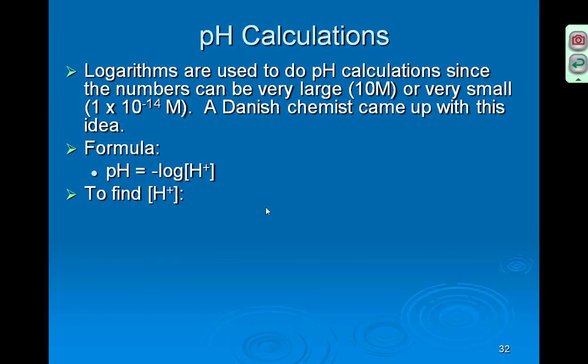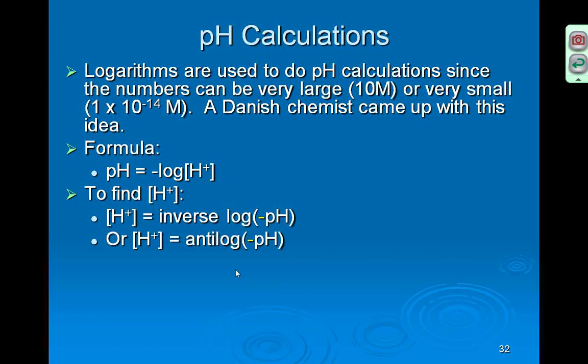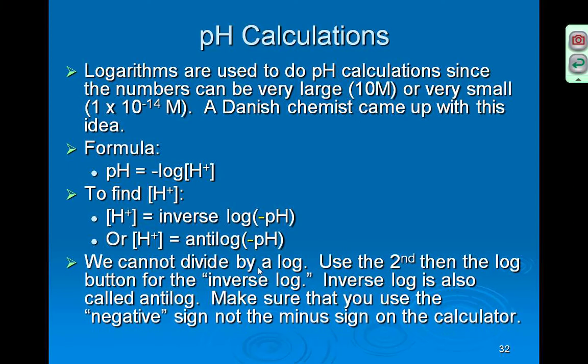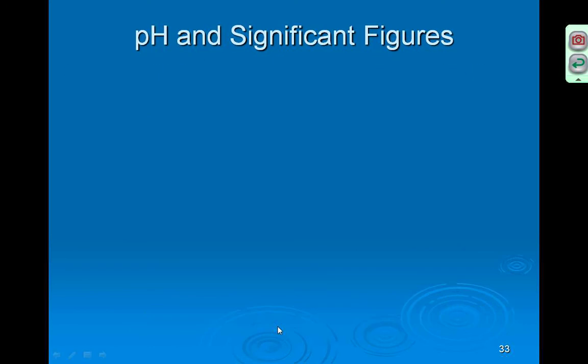To find H+, if you want to isolate H+, it's a little strange. You have to do H+ equals the inverse log. That means the second button on your calculator, and then the log button. So you're doing the anti-log, is what it really is, of minus pH. You have to have that negative sign in there, or you'll get a wrong number. So you could say H+ is the anti-log of negative pH. We cannot divide by a log, so we have to do the reverse of that.